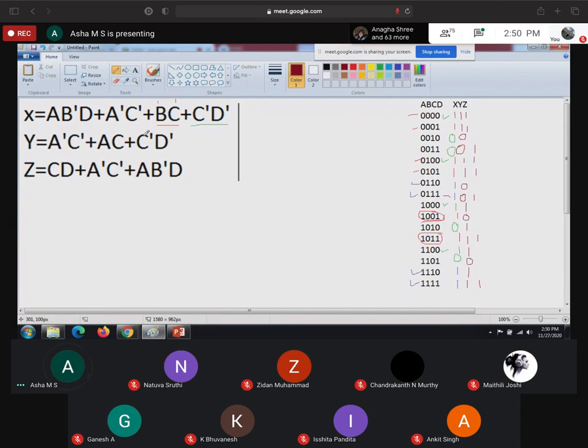AC 0 0. Next A B bar D: A1, D1, B0, so 101. Here I have 101. Next, 101 here. So only these are the two combinations we will get. So others are 0.